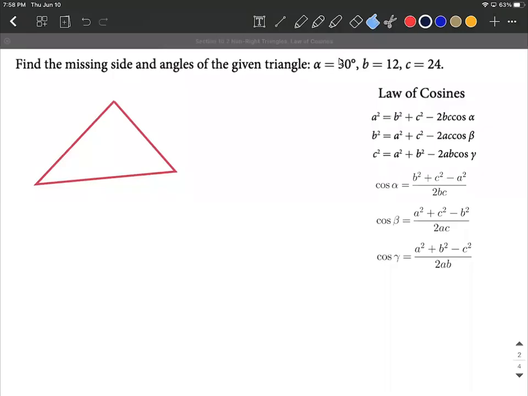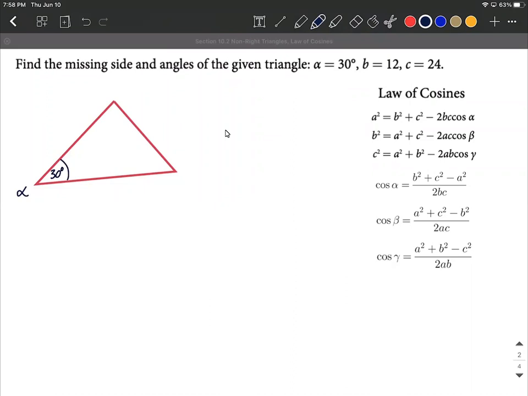Let's solve a triangle. In this case, our triangle is not labeled, but we're given that alpha is going to be 30 degrees. I'm going to go ahead and label things as we get going. I've just drawn a very ambiguous triangle here. It's not drawn to scale by any means. It's just a triangle.